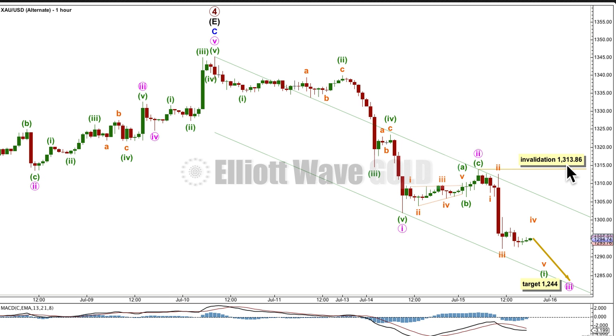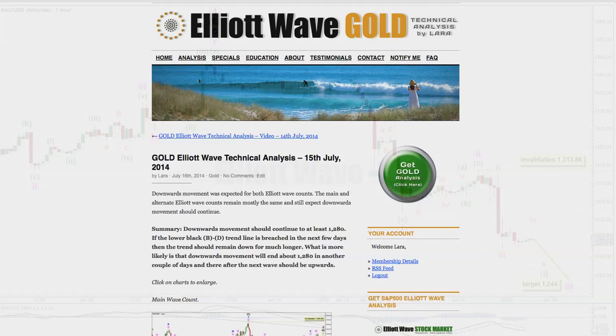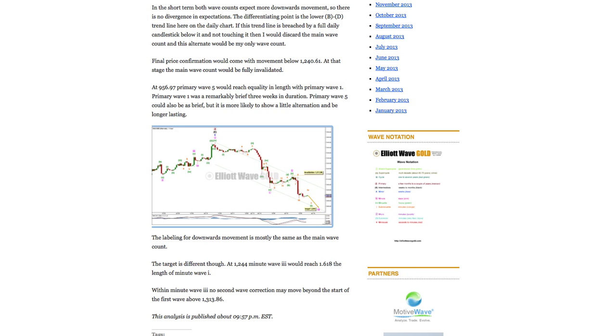Within the third wave, an upcoming second wave correction can't move beyond the start of the first wave above 1313.86. Both of our wave counts expect more downward movement for at least a couple of days. It's the depth of the downward movement which is going to tell us which wave count's correct. I still expect the main wave count has a higher probability.